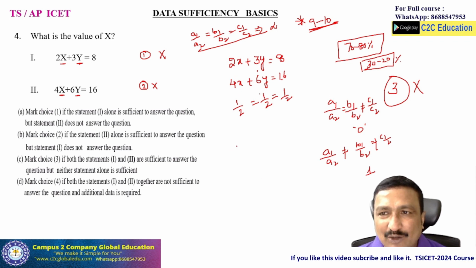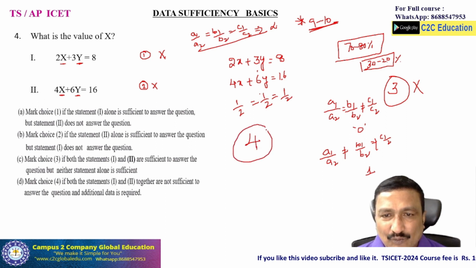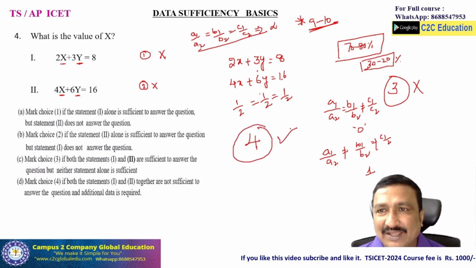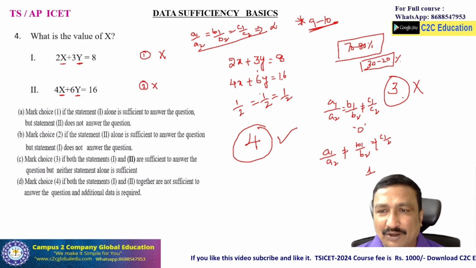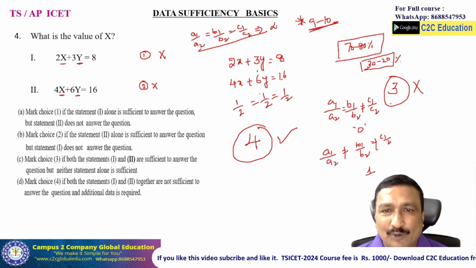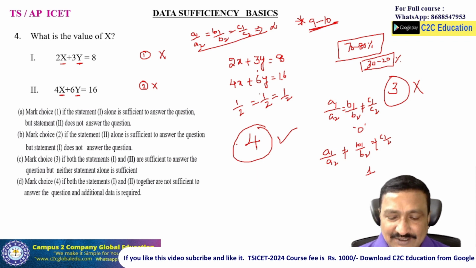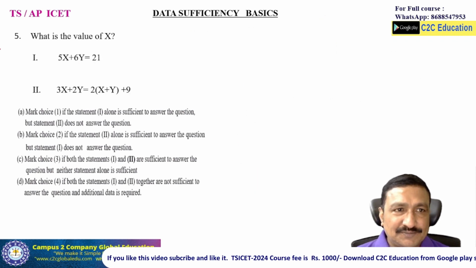Here only 20 to 30% of students will keep the answer as the fourth option, which is correct. The rest, 70 to 80% of students, will keep the answer as the third option, which is wrong. So what I want to say is subject knowledge is very important to solve data sufficiency questions. Right friends, we'll go to the next question.